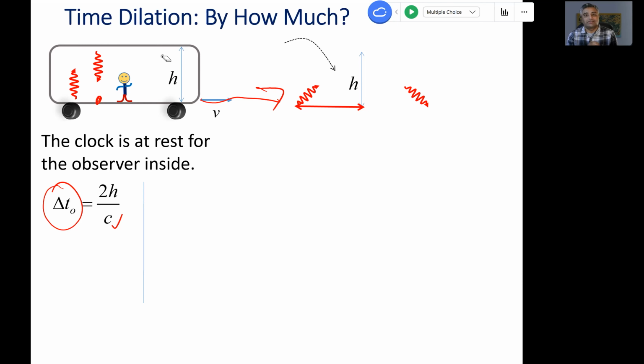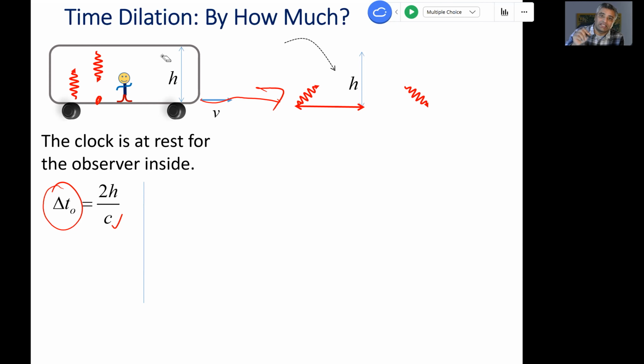You are on the ground and the car is moving, and you are trying to time the event from the ground, where the clock is in the moving car. That time is not proper time. That we call dilated time, okay? So this is the proper time.